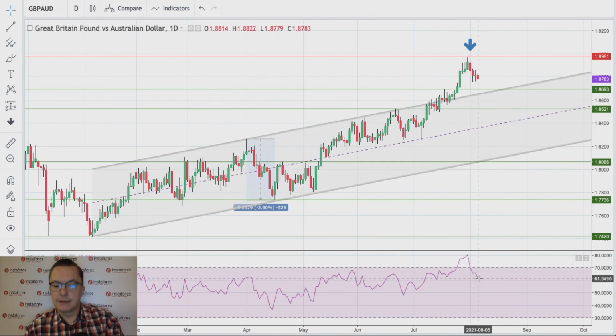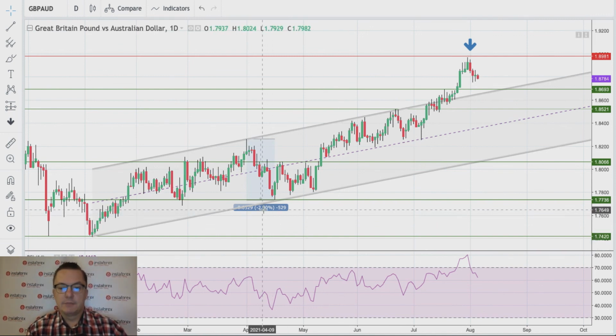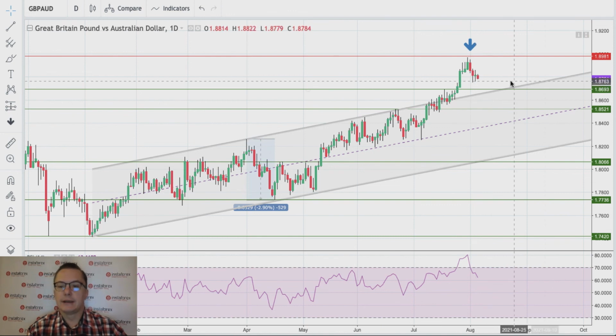Right now momentum is down back into the level of 63 points, so I think there should be some kind of a bounce from the support and then the uptrend continuation. However, this is only the local correction, because the biggest correction during this uptrend is 2.9%. This is certainly smaller than 2.9%.